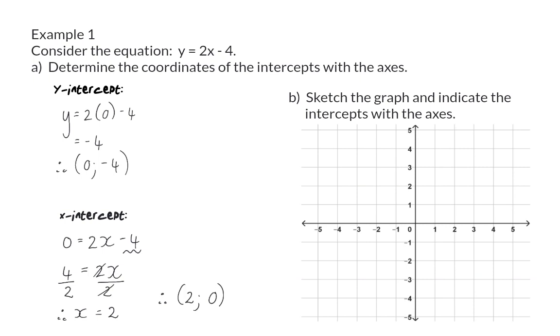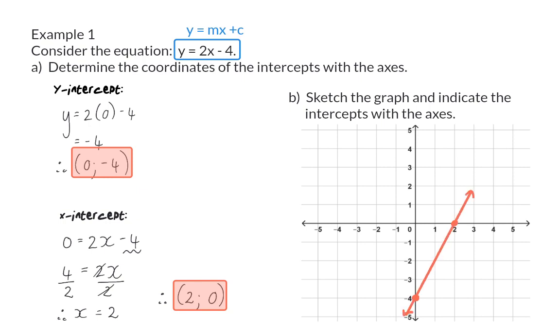Question B. Sketch the graph and indicate the intercepts with the axes. So this time we do not need to complete a table to be able to draw a graph, because we already have 2 coordinates that we can indicate. The y-intercept is at 0, minus 4 and the x-intercept at 2, 0. And because we already know that from the standard form of the equation this is a straight line, we can simply connect these 2 points. So our second method for sketching a straight line graph is to determine the 2 important points, the intercepts with the axes, and indicate those.